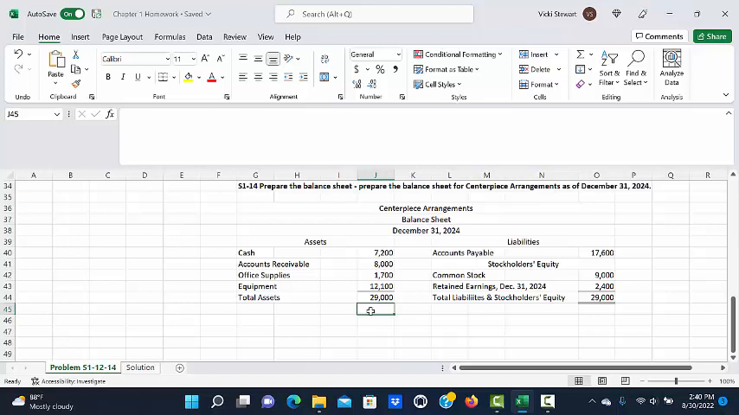So that is the conclusion of the demonstration for exercises S1-12, 13, and 14.